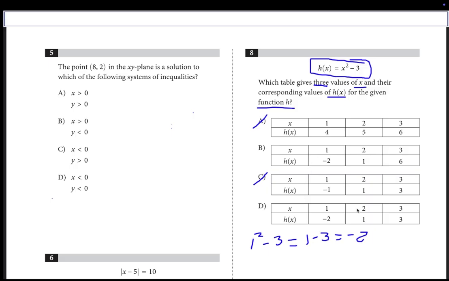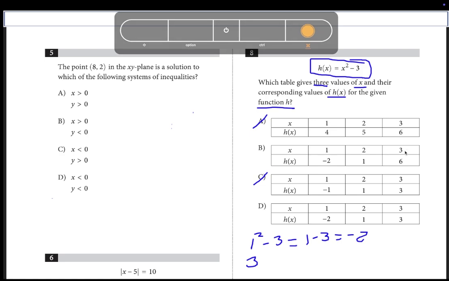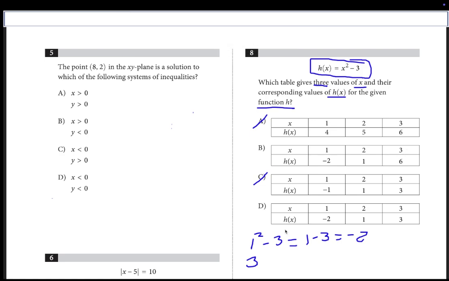And quick trick right here, instead of having to do x equals 2 and then put it in the equation and then check for 3, we see that both B and D have the same h of x value for x equal to 2. So we just have to input 3 to find their difference, because B and D only differ at x equals 3. We're going to do 3 squared minus 3. 3 squared is 9. 9 minus 3 is equal to 6. And only B has h of x equal to 6 at 3. So that means our answer is B.